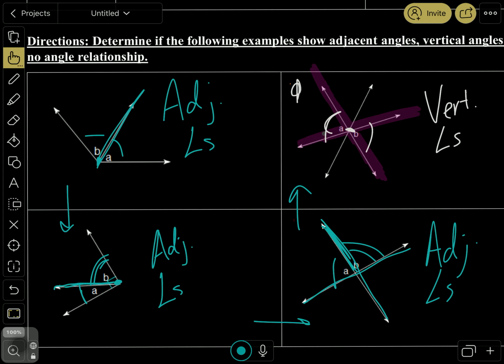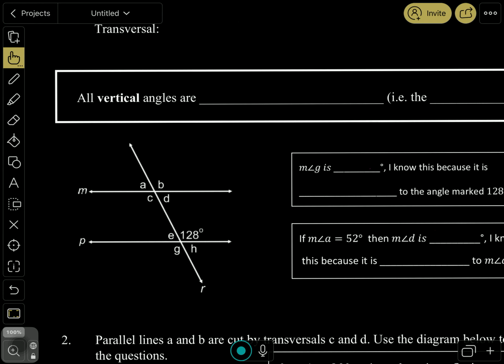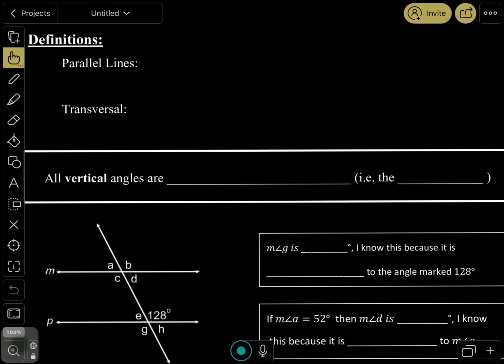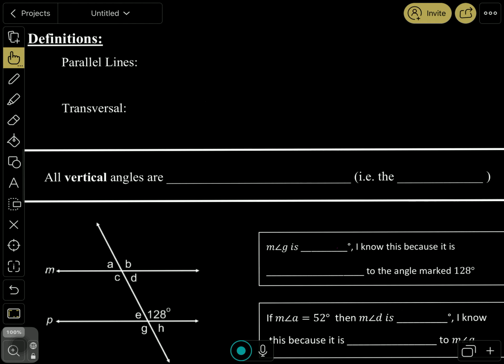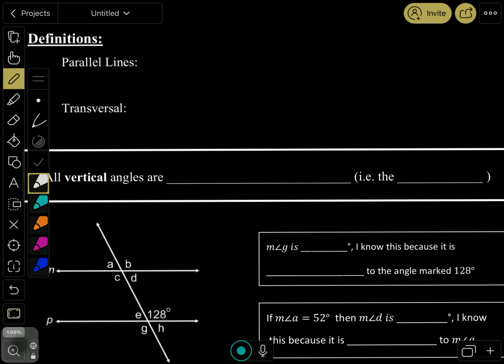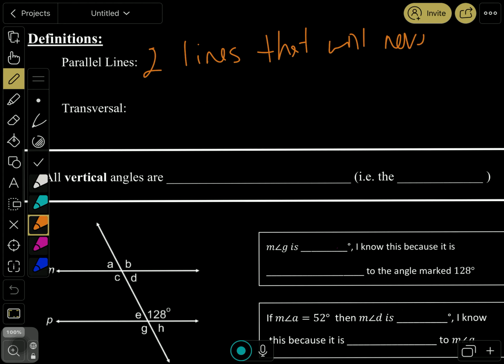Okay, now that we can hopefully identify them, let's throw a couple more definitions at you, and then let's actually start throwing some numbers in here. Okay, parallel lines, we should know that these are two lines that will never intersect. Two lines that will never cross, two lines that have the same slope. So you need to know that if they never intersect, they have the same slope. However, we're really going to focus on this not intersecting part in terms of our geometry work.